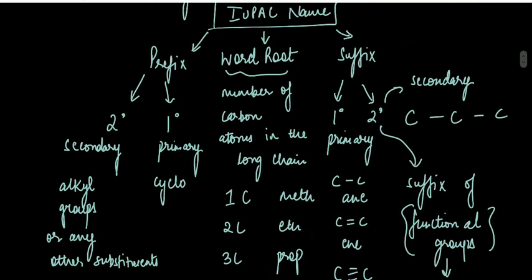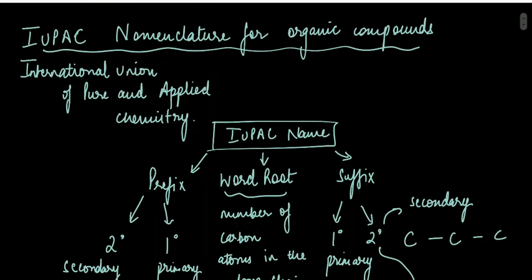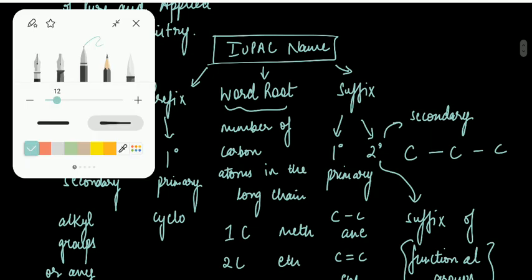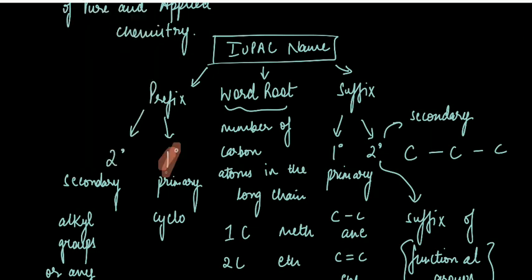This is the introduction, so this is a sequence. Prefix comes first, then word root, then suffix. The suffix has two parts, primary and secondary. The prefix has secondary and primary. If you want to memorize it, the primary is always towards the word root. Sometimes it's very confusing for students whether secondary or primary comes first. Secondaries are always at the terminals, but primary is always going to be towards the word root. This is how you can remember it.